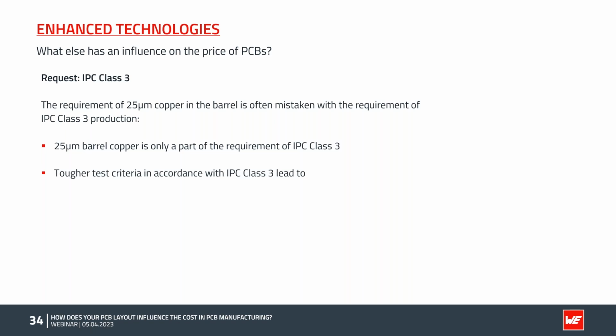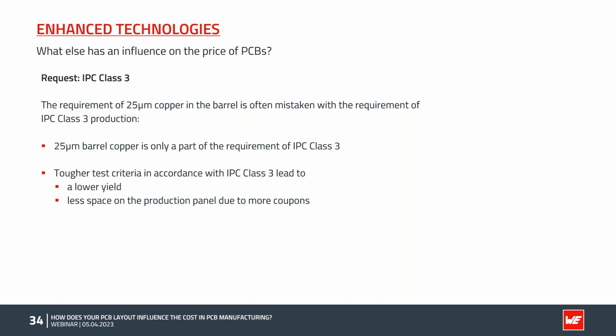And these additional requirements mean we have just higher cost, because one big part here is the tougher test criteria in accordance to IPC class 3, which basically lower our yield because we just have to check much more. And sometimes IPC class 2 would be okay, IPC class 3 wouldn't be okay. There is mostly less space on the production panel because we need to use more coupons to test all these criteria to see, do we have the correct copper thicknesses?